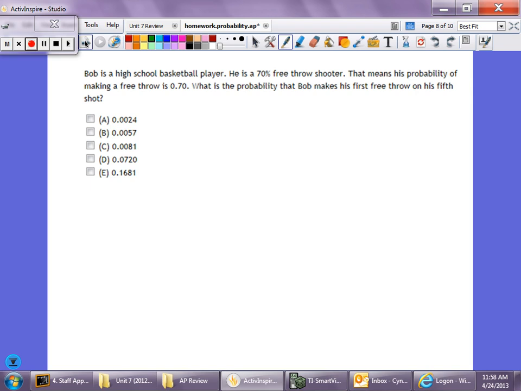What is the probability that Bob makes his first free throw on his 5th shot? This is not binomial because they're not setting the number of trials. They haven't told me how many trials. This is geometric because we want to know the probability that it's going to take 5 trials before we have it. So this is a geometric distribution. That's my only hint for this one. In your book, in your notes.